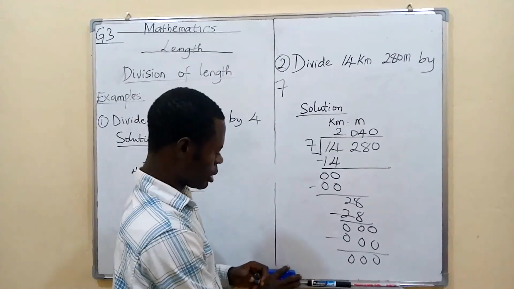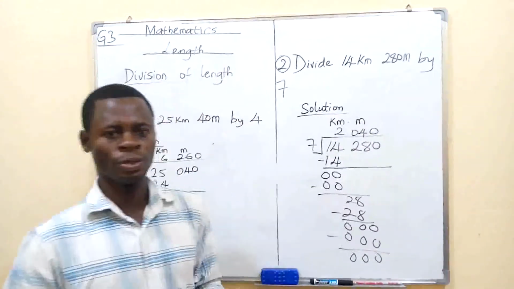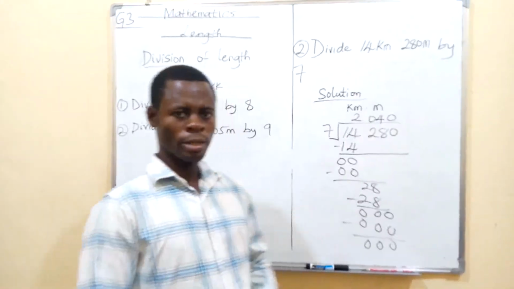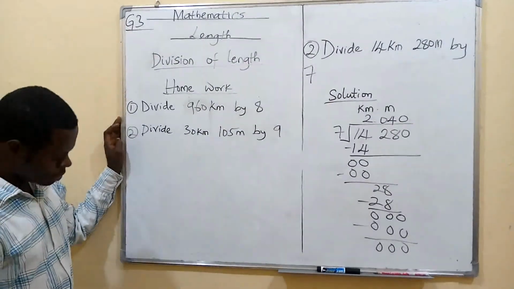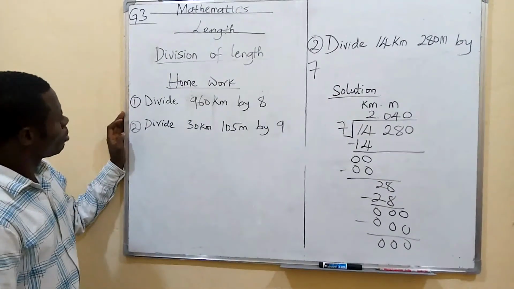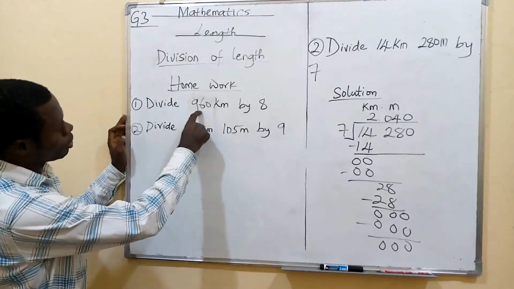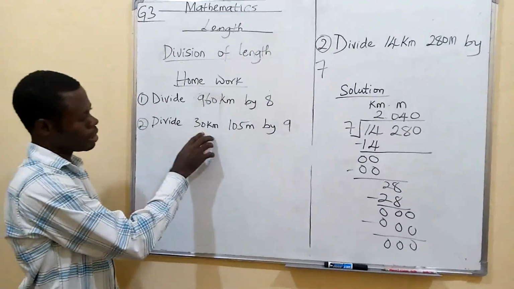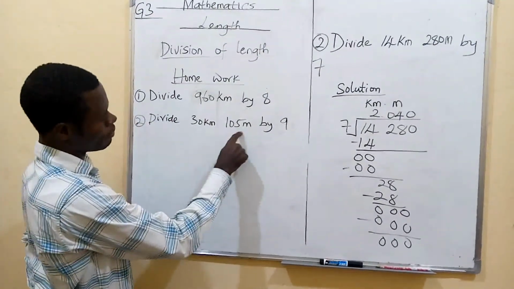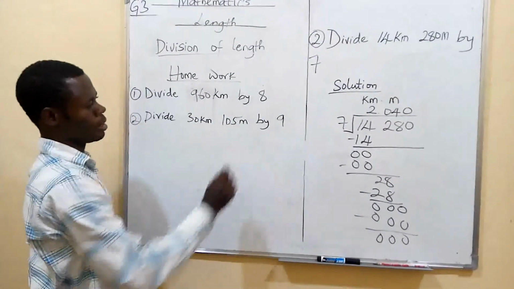Right, we are going to call it a day here, but I'll leave you with just a few assignments. Alright, here are a few assignments for you. Number 1, divide 960 kilometers by 8. 2, divide 30 kilometers, 105 meters by 9.